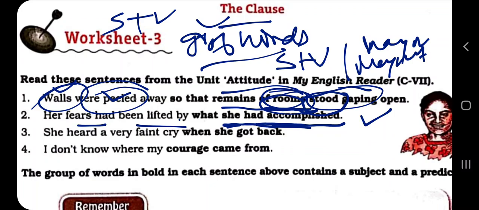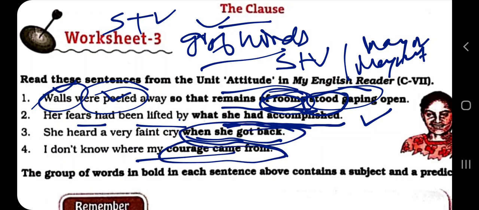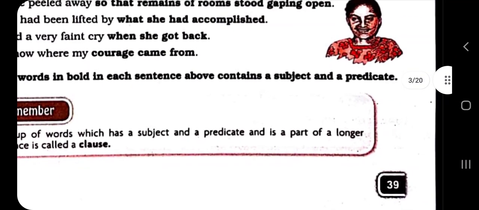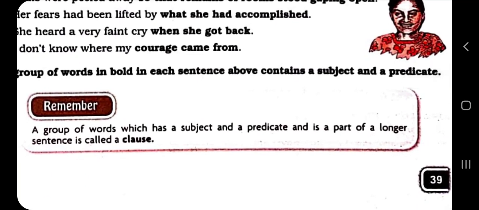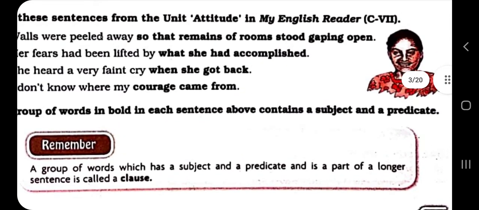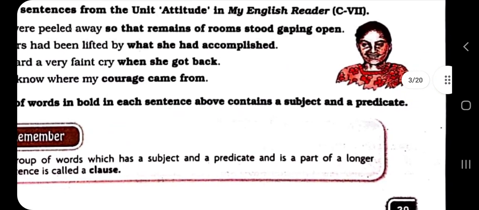She heard a very faint cry when she got back. Both have subject and verb. I don't know where my courage came from. Now observe this sentence. Courage came from, when she got back. Right? So these are what? These are clauses. Now the group of words in bold in each sentence above contains a subject and a predicate. And what is predicate? Predicate tells something about the subject. Subject of a sentence can be a person or a place or a thing or an idea that is performing some action. Whoever is performing the action, that is the subject. And predicate tells us what the subject is doing.